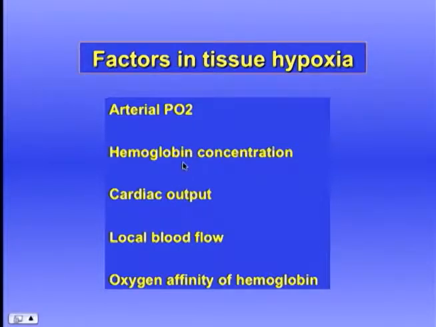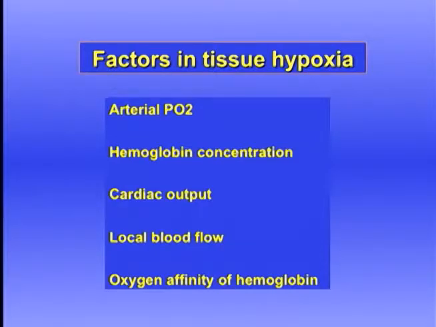Cardiac output is another important factor. If you have a low cardiac output, you're just not going to deliver the amount of oxygen perhaps that the tissue needs. So cardiac output is important, and particularly local blood flow is important. Even if the cardiac output is normal, but the local blood flow is reduced for some reason, some local obstruction, whatever, then of course tissue hypoxia can ensue.